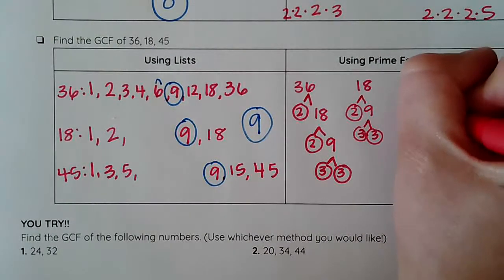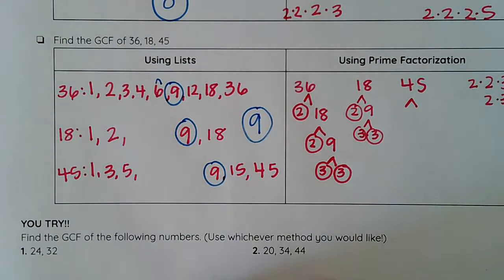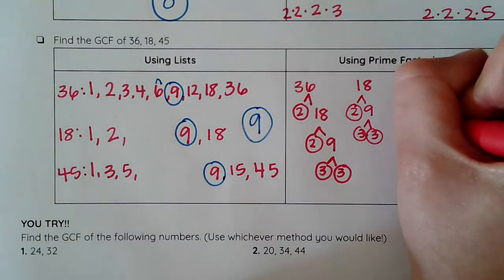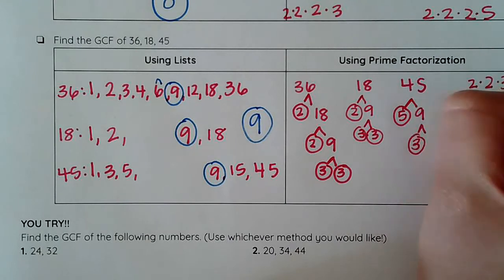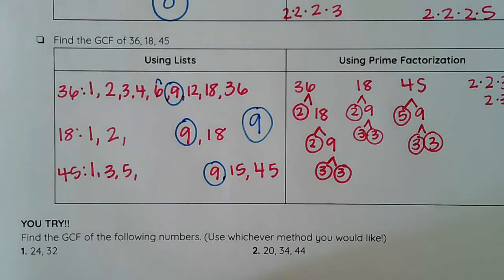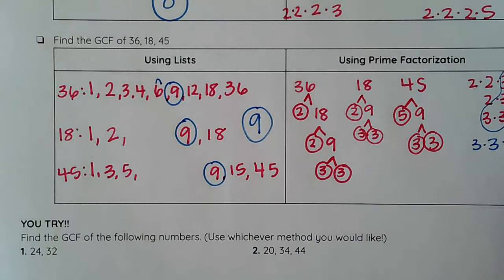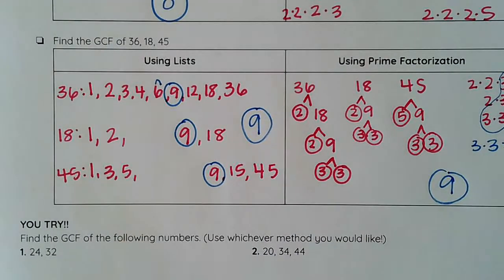And then lastly, our 45. Let's break it down into 5 and 9, 3 and 3. All right, so here we go ahead and write that out. 3 times 3 times 5. Again, I find the numbers that are in common, and they each have 2 3s. So I would do 3 times 3, which equals 9. So my GCF is 9.